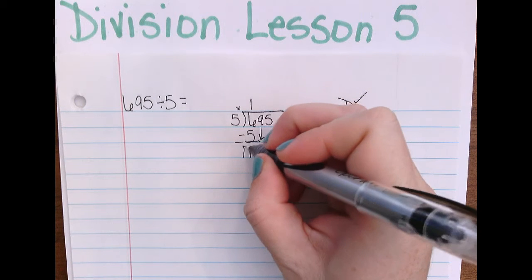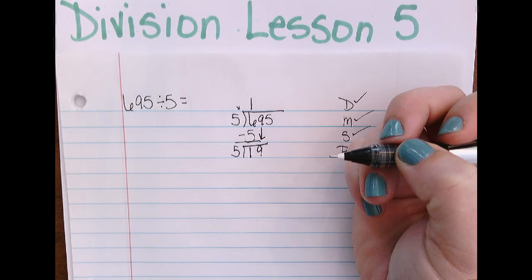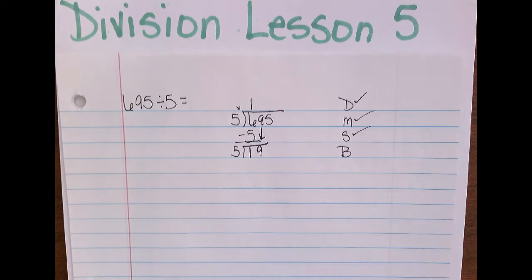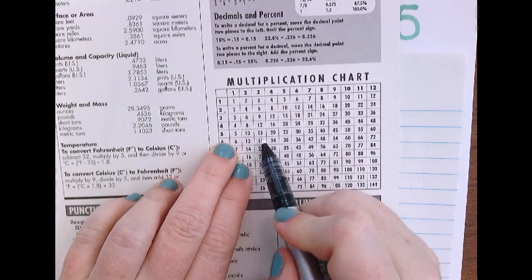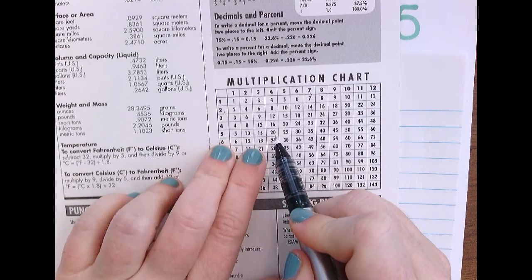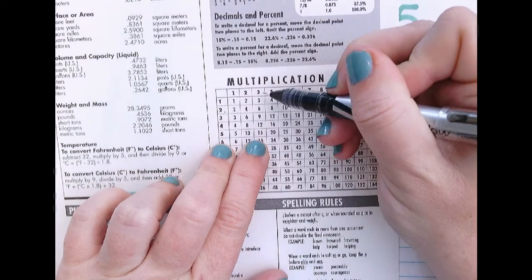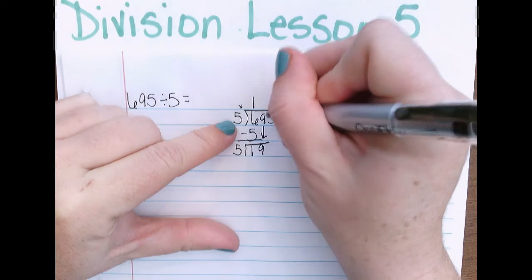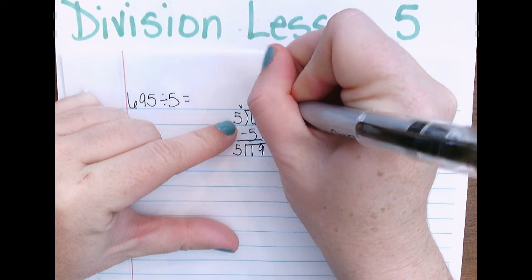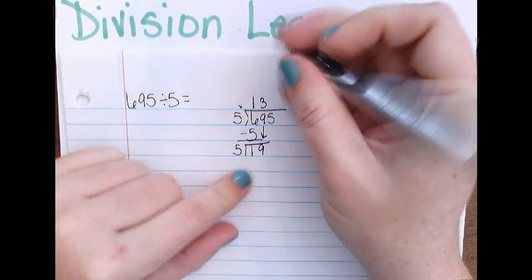Okay, and again, we're going to look at 19 as a whole. How many times does 5 go into 19? Well, we can reference our multiplication chart. 5, 10, 15, 20 is too far because that's too big. 15, that's 3 times. So 5 goes into 19 3 times, and that goes above the 9. Got to make sure we keep everything in its place.